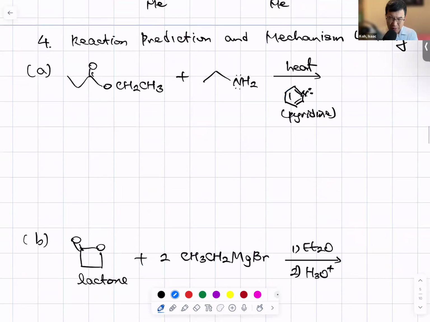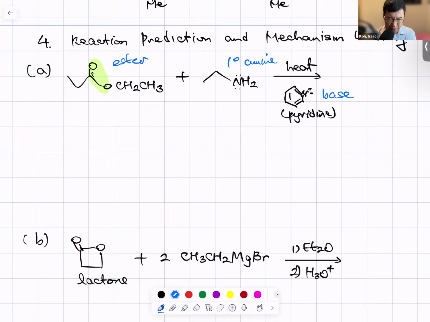Now let's also write a reaction prediction and mechanism. First, we are given a three carbon compound with an ester. So this one is an ester. It is very important to recognize the functional group. We have an ester right there. And we have now a primary amine. This is a primary amine, a mild base and mild nucleophile. We have heat and pyridine as a base. This one is a base.